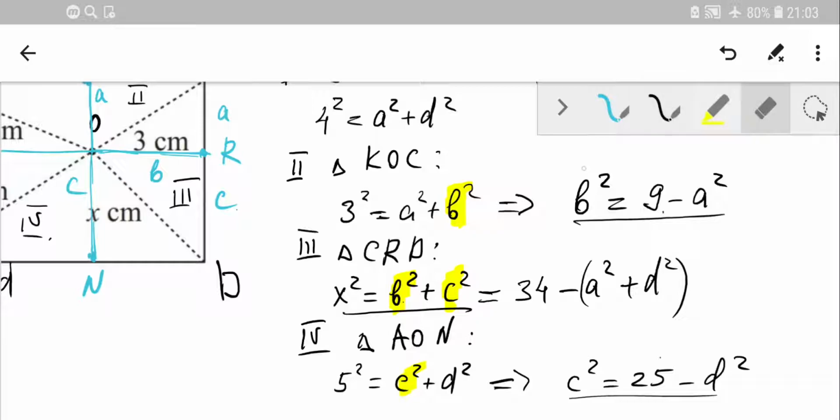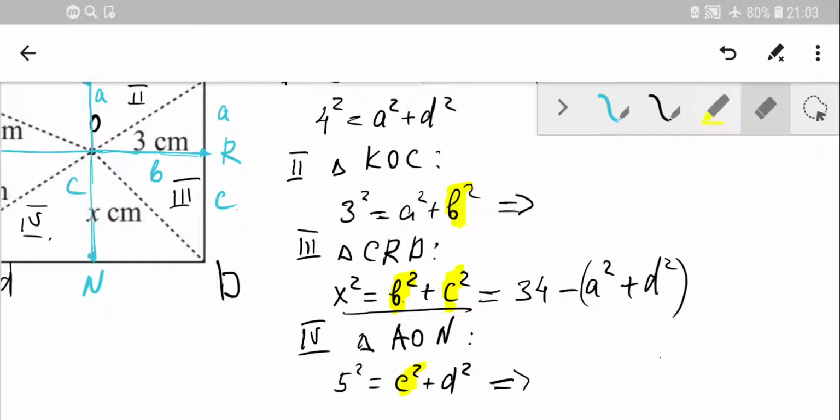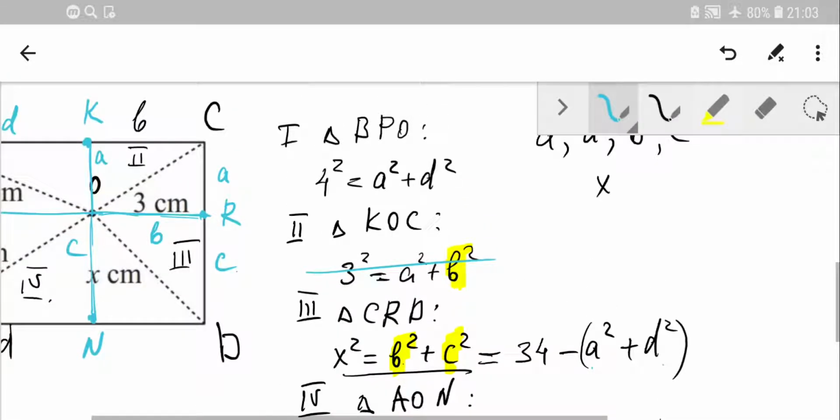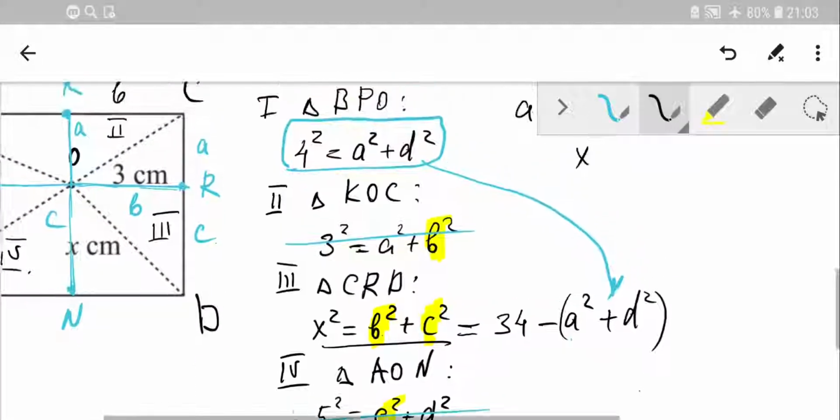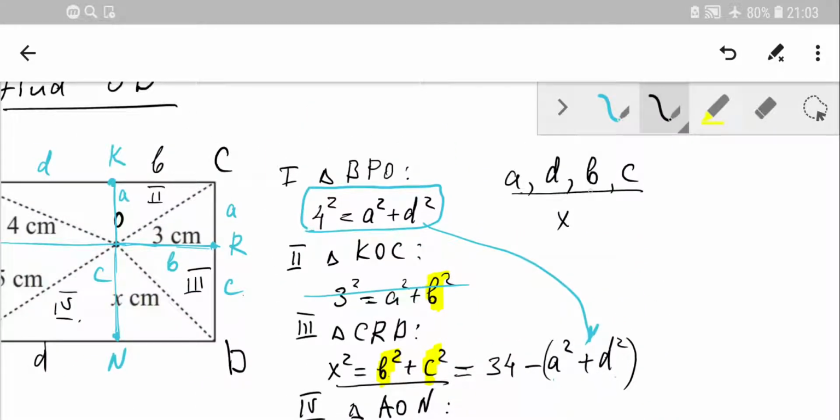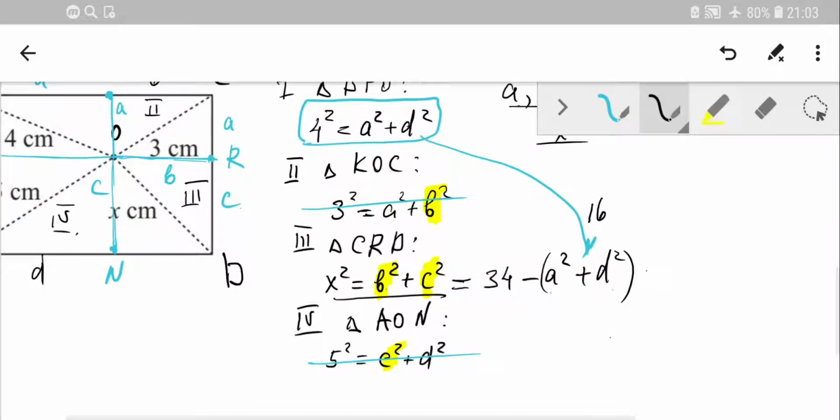Okay, so we don't need those equations anymore. Okay, so that's why we use them. I can cross them out. Okay, now we're left with A squared plus D squared. We have it already here, so we just simply can plug 16 instead. You see, that's what I told you. Actually, there were 5 variables, but A squared plus D squared we will consider as a single one. So that's actually 16, and we got the following.